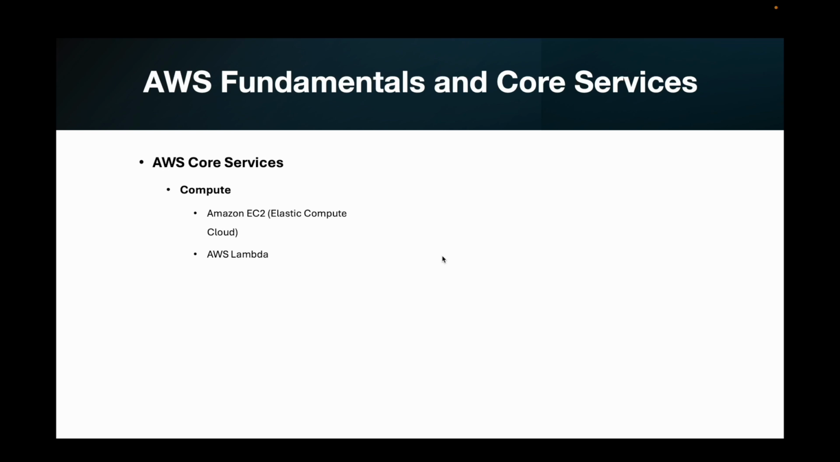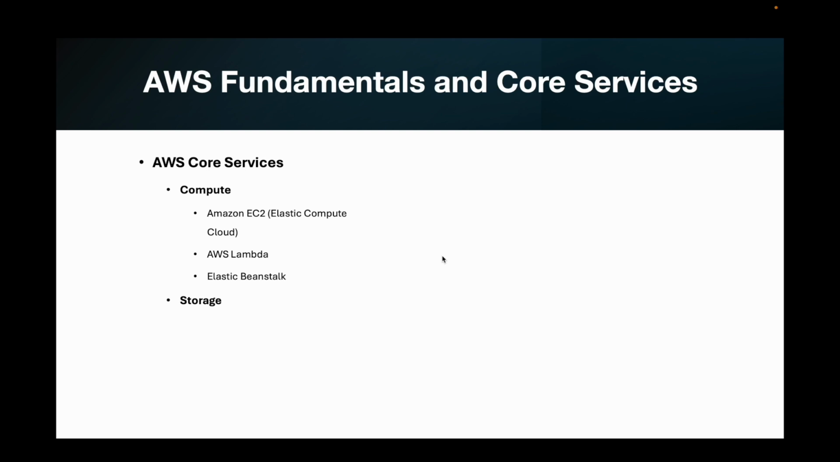Then we have AWS Lambda, which is a serverless compute service that lets users run code without provisioning or managing servers. And we have also Elastic Beanstalk, an easy to use service for deploying and scaling web applications and services. You don't have to remember the definitions for these. We're going to cover all these in detail as and when we go through this video series.